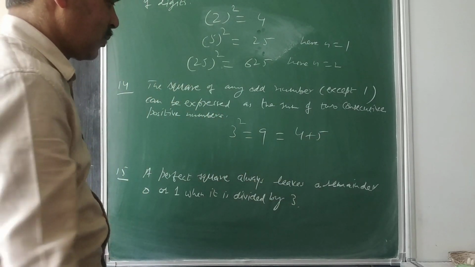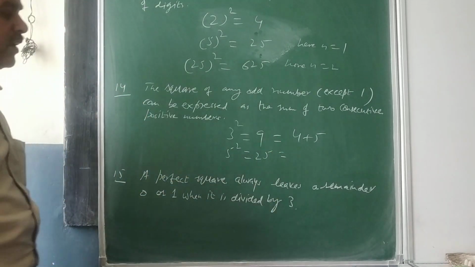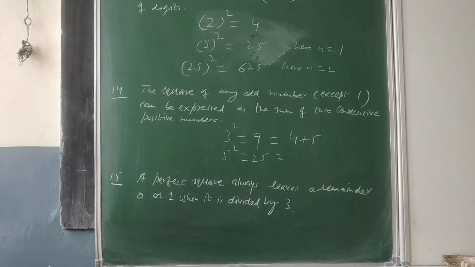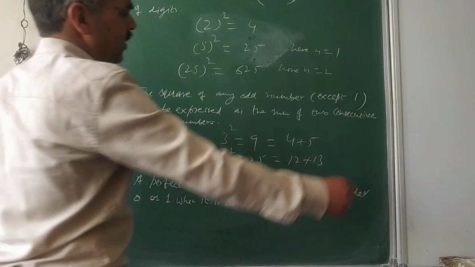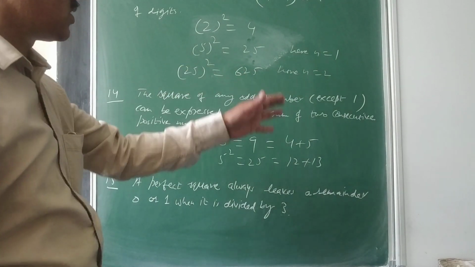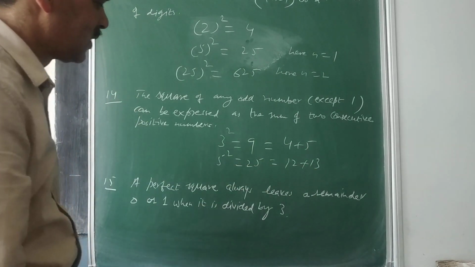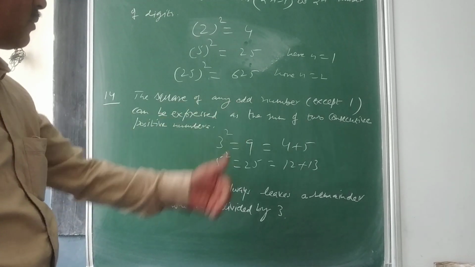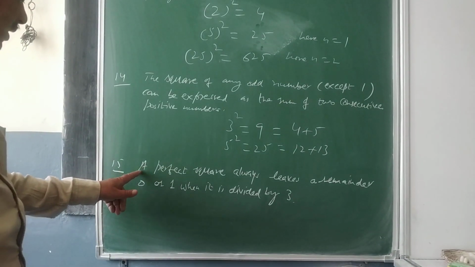Very interesting. Suppose you are talking about 5, what is that equal to? 25. So 25, if you go for the sum of two consecutive numbers, you can take 12 plus 13, and other numbers you can try. So that is a standard property: the square of any odd number except 1 can be expressed as the sum of two consecutive numbers, as I have expressed 9 in terms of 4 and 5, and 25 in terms of 12 and 13. If you think about 7, 49, again two consecutive numbers you can take there to get the sum of 49.